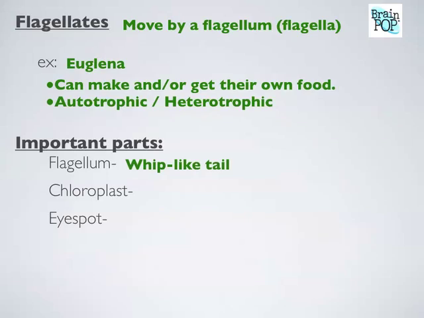And you look at the parts, they have this whip-like tail, and it pulls them through the water. And they do have chloroplast. What do you think happens in the chloroplast? They get food. Yeah, that's where they make food. So photosynthesis happens. They also have an organelle called an eye spot. And that is sensitive to light so that they know which direction to go in to find light, so that they can go through this process of photosynthesis.